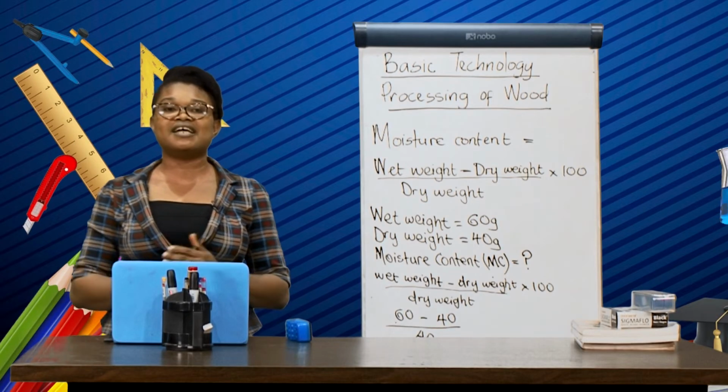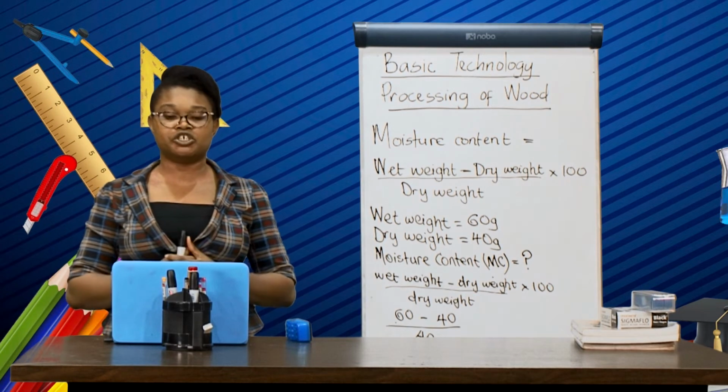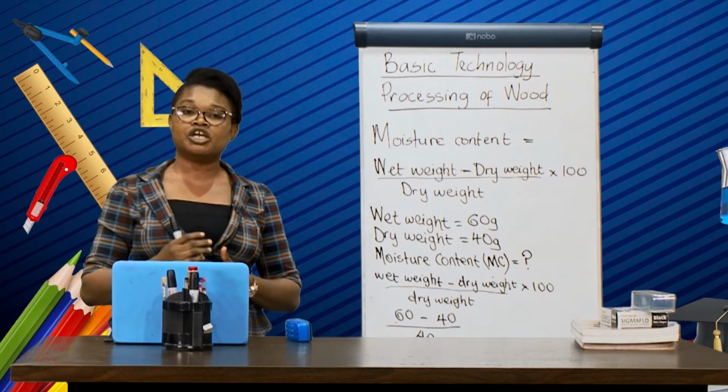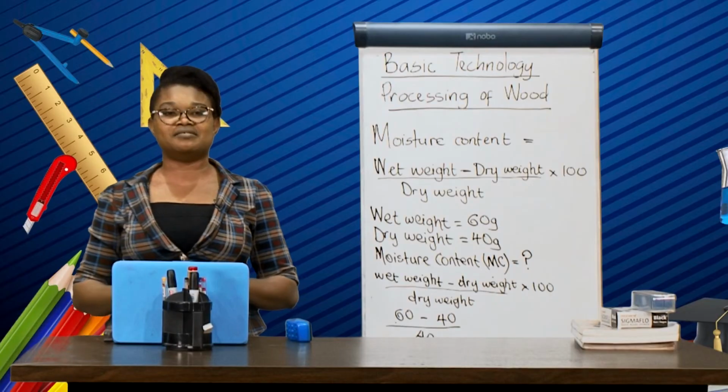So we move on to the last stage of wood processing, which is wood preservation. Wood preservation is the process of poisoning wood against insects and fungi attacks. The material we use to poison wood is what we call preservatives. How do I know a good preservative?